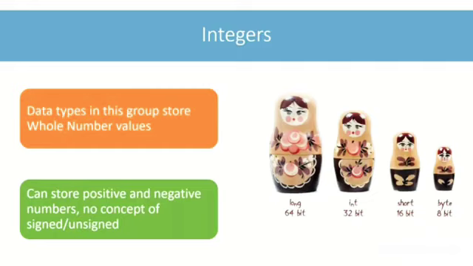Those of you who have some experience with other programming languages, especially C++, might recall that other programming languages provide this concept of signed and unsigned variants of numeric data types. Java has no such concept of signed and unsigned variants. All numeric data types in Java, except for char, can store positive and negative numbers. These data types in integer group differ widely in their size and range. Let's now look at each one of them in detail.